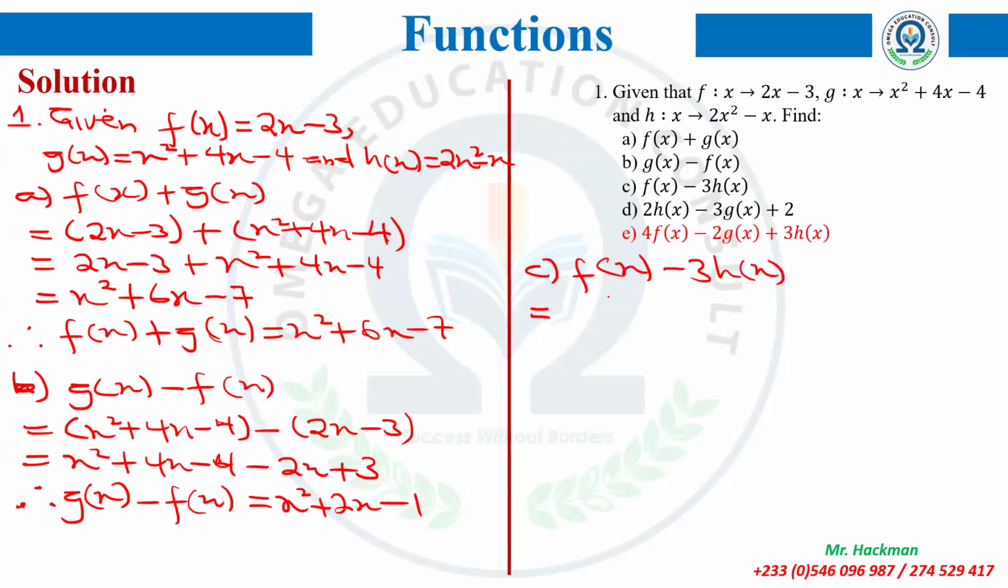So this will be equal to, we are going to substitute f of x and h of x. So f of x, we are substituting, we'll put it in brackets. So what is f of x? That is 2x minus 3. Minus 3 into h of x. What is h of x? h of x, we know, is 2x squared minus x. Is my point well made?